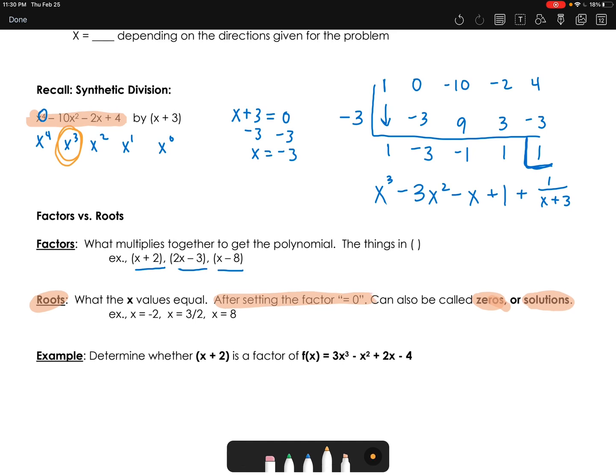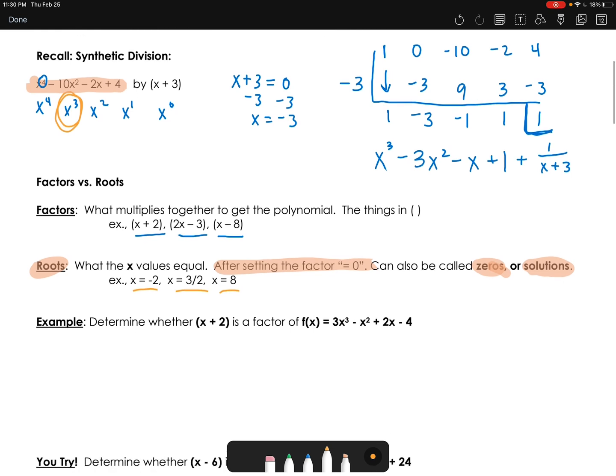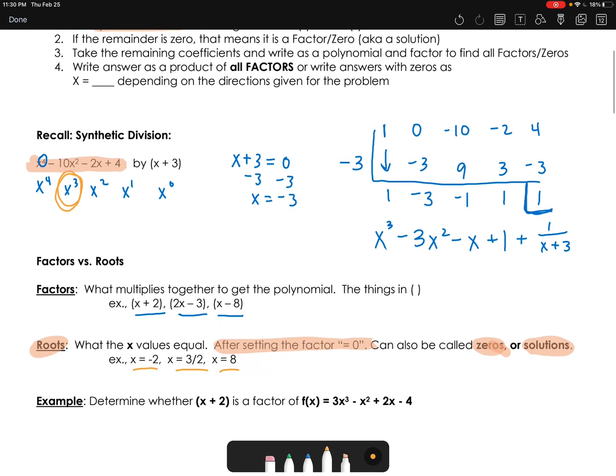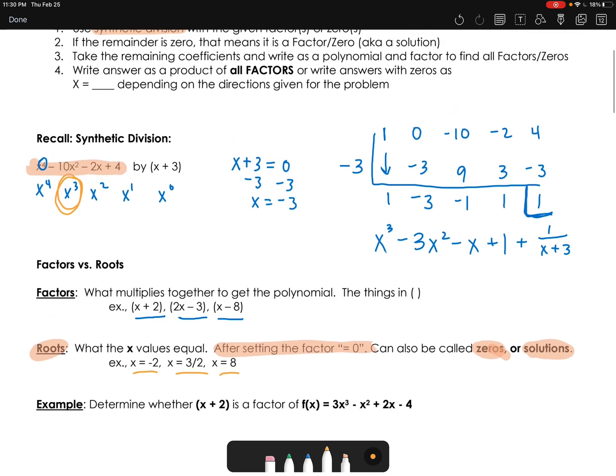So we see roots as x equals here, okay? So for example, it says determine whether x plus 2 is a factor of this polynomial here. The way that we know if it's a factor or not is if the remainder is 0. That's how we're going to find out. So for this recall problem we did at the start, we see that the remainder is not 0, which means x plus 3 is not a factor of this polynomial here.